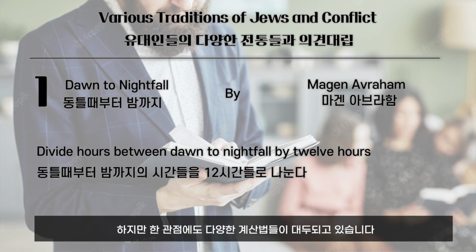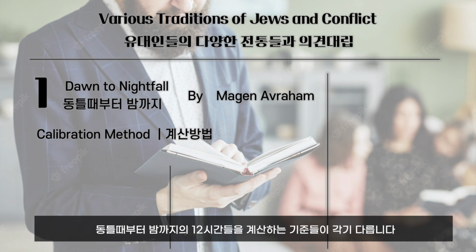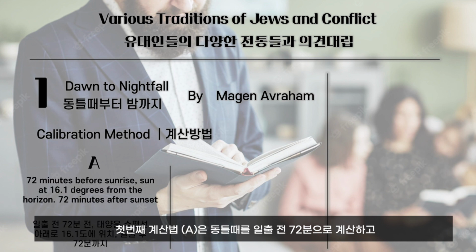However, there are different calibration methods from Magen Avraham's point of view in determining the 12 hours between dawn and nightfall. Calibration method A counts dawn as 72 minutes before sunrise, when the sun has to be 16.1 degrees from the horizon, and nightfall starts 72 minutes after sunset.